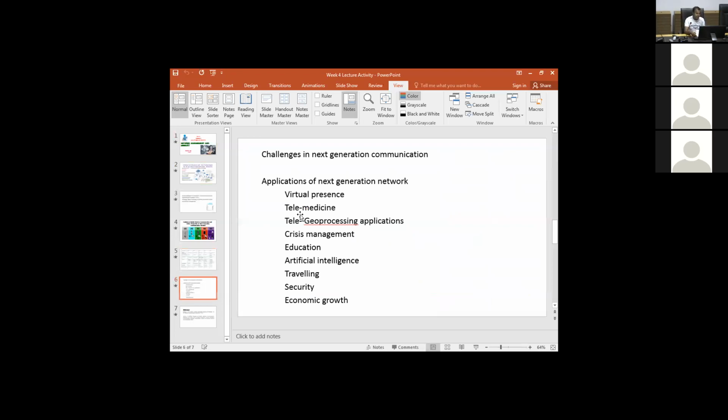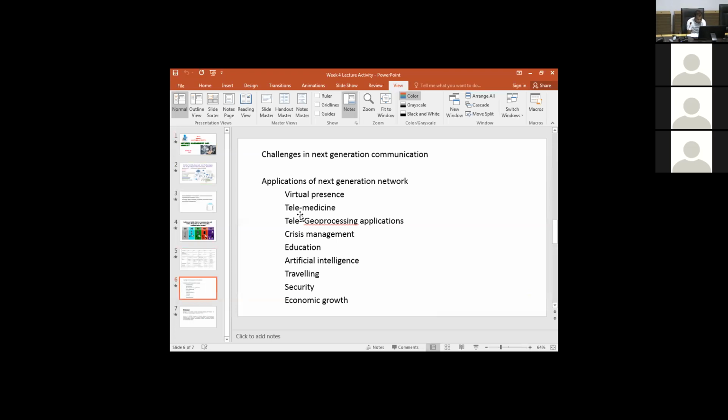The challenges in next generation communication and the applications. Virtual presence: this means that 4G and 5G provide user services at all times, even if the user is off the site. Telemedicine: 4G and 5G will support remote health monitoring of patients. Telegeoprocessing: a combination of geographical information systems and GPS, in which a user can get the location by querying. Crisis management: natural disasters can cause breakdown in communication systems, and 5G is expected to restore such crisis issues in a few hours.